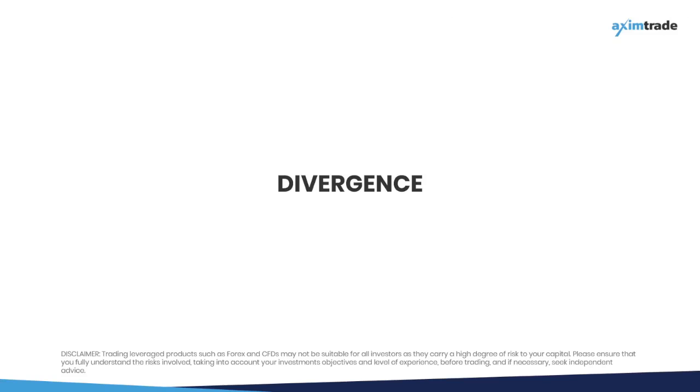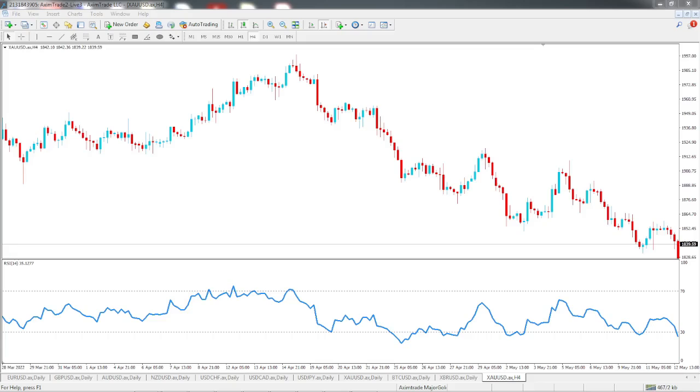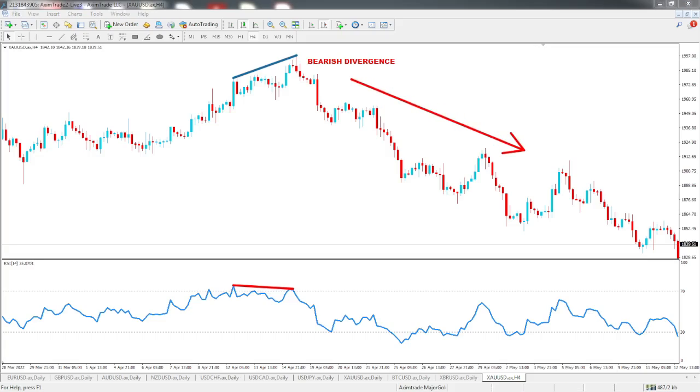Bullish and bearish divergence. Mostly traders use divergence to predict tops and bottoms in the market. A bearish divergence happens when the market makes higher highs but the RSI indicator makes lower highs. This indicates that the market is overextended. The rising power is minimal and signals the market may fall soon.